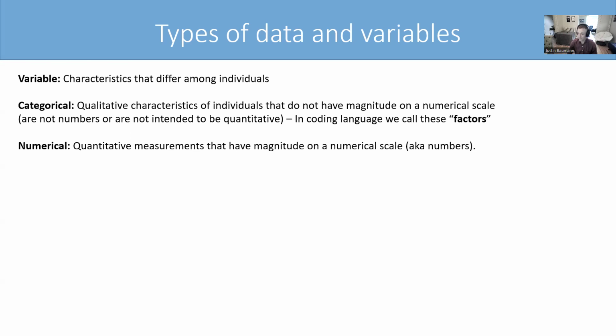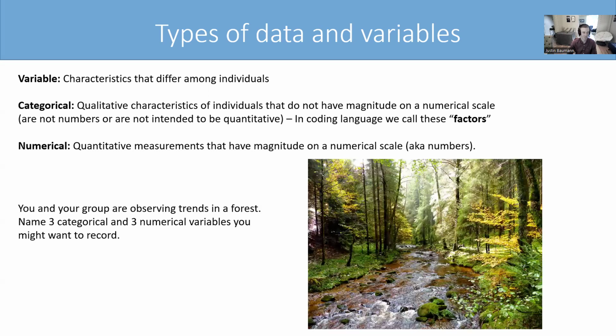We also have numerical variables, which are quantitative measurements of stuff. So left big toe width, I said, would have been an example of a quantitative measurement. Seems straightforward enough, but important just to be on the same page. So in theory, I could give you this example. You're out in a forest observing trends. Name some categorical and numerical variables that you see in this image. Hopefully you can do that. I hope we have time for that in class.